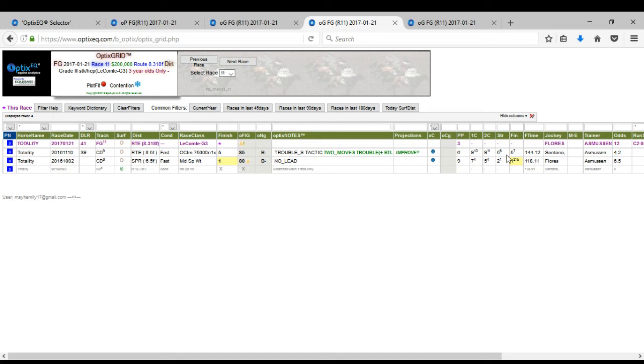This is kind of a sneaky good race. He finishes 5th, beaten 7 lengths, but there's a lot going on in this. Trouble start, tactics, 2-move, trouble plus, BTL, and improve. We've got 4 green keywords and a high grade. Lunged at the break, steadied off heels.